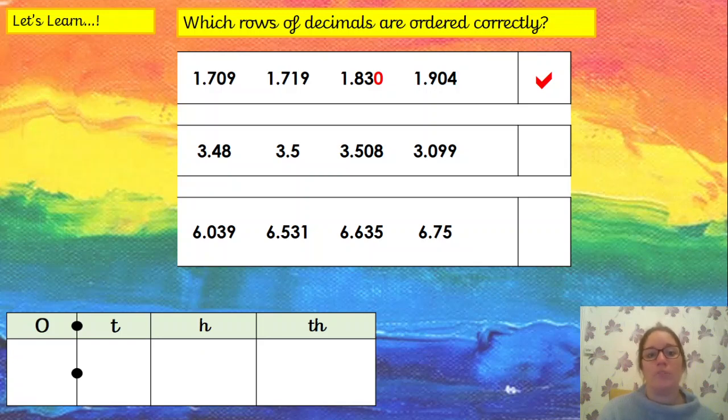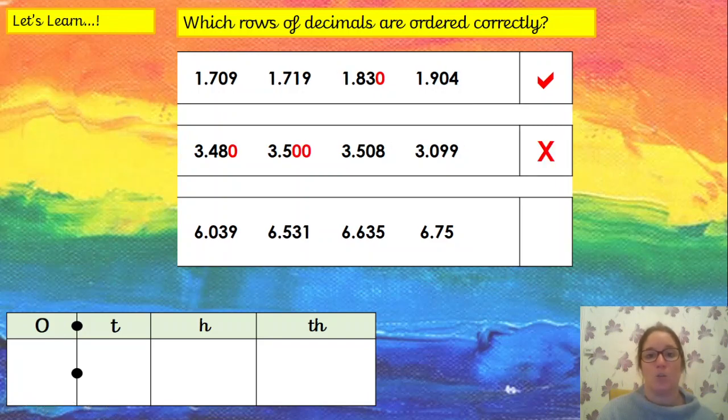Then we've got 3.48, 3.5, 3.508, 3.099. Now straight away I can see that we've got 3.4, if we're just looking at the tenths, or if we round it up it would be 3.5. But we can see that they're all in order, and then we get to this one, 3.099, now that should be right at the beginning. 3.099 is the smallest, so that is not in order. And again I've just added the zeros to show you. We don't need them, but they are there if you want them to be.